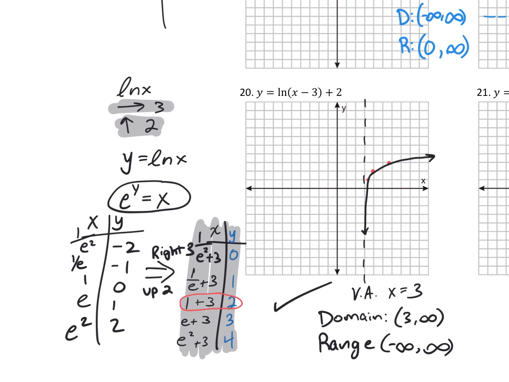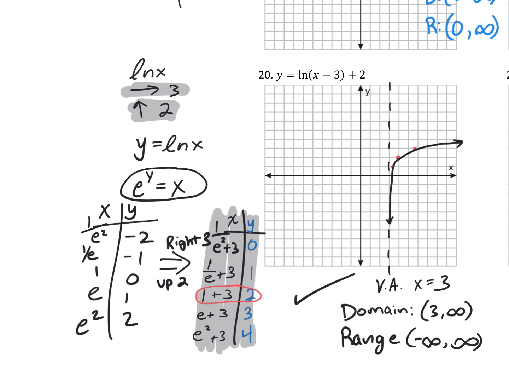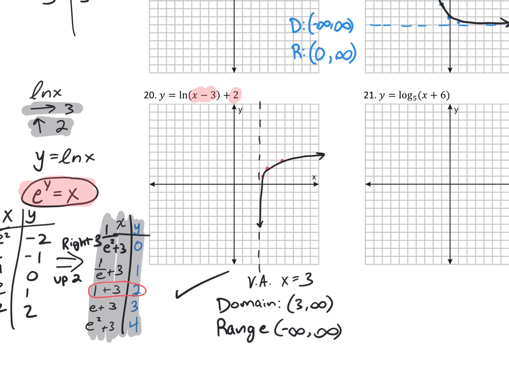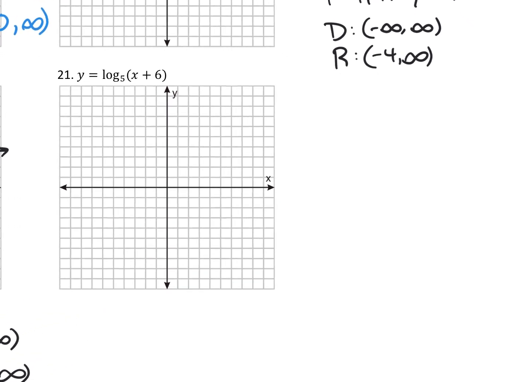So what did we do here? I found the points for the related logarithmic equation in exponential form. I got rid of my transformations to start, and then once I found basically our parent function, I applied those transformations, moving right and up, to create my new table of values. Let's do that one more time on number 21 and see how it goes.